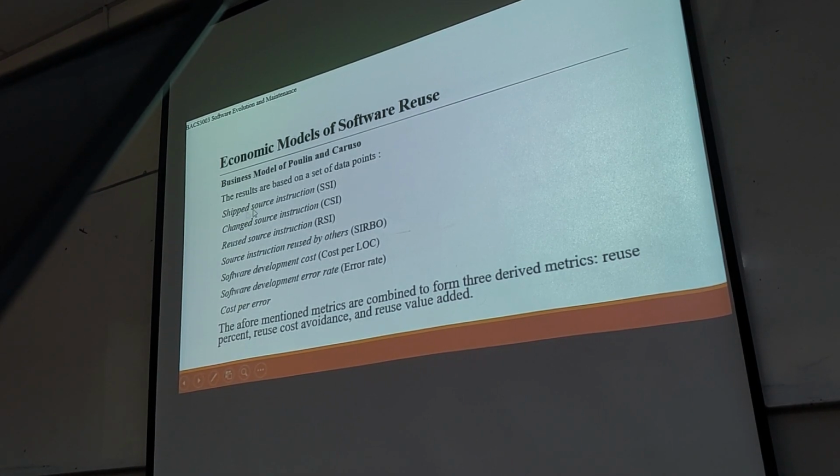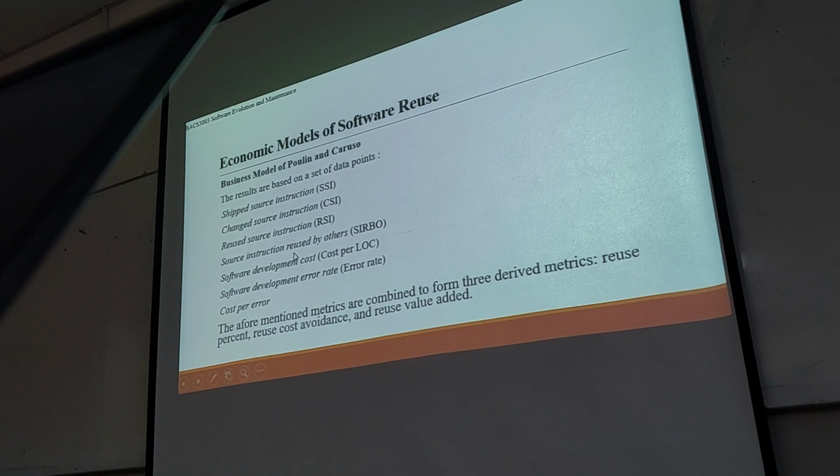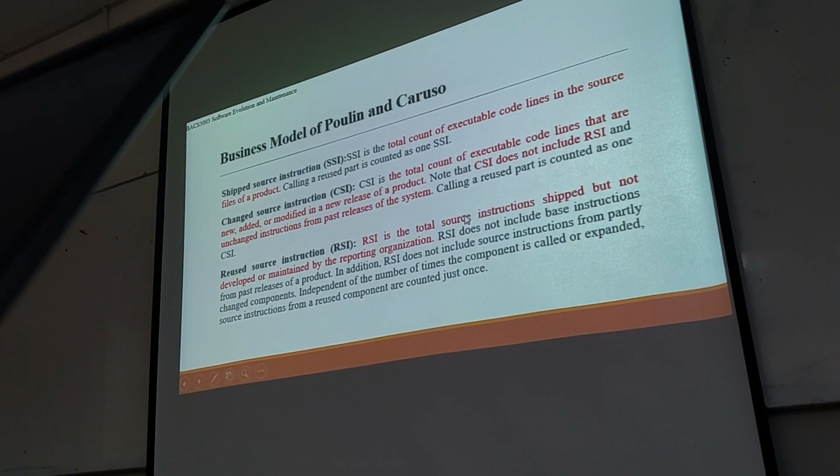The data points are: SSI (shipped source instructions), changed source instructions, reused source instructions, source instructions reused by others, source development cost, software development error rate, and cost per error. These are some of the data sets they use. Now, what is meant by all this data? For example, SSI, shipped source instructions, is the total count of executable code lines in the source file of the product.